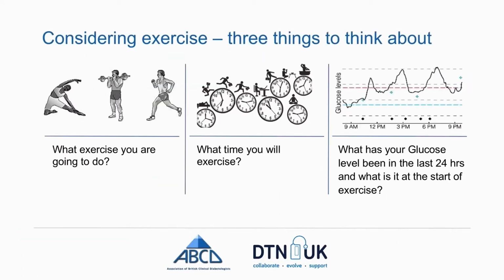So starting with considering exercise, there are 3 things that you need to think about, and it's worth bearing in mind that across this course we're going to use something called the rule of 3s. That's something that we invented for one of the programs that we teach on called exercise education. So the 3 things you need to consider when you're exercising are: what exercise are you going to do? What time will you exercise? And what has your glucose level been in the last 24 hours.